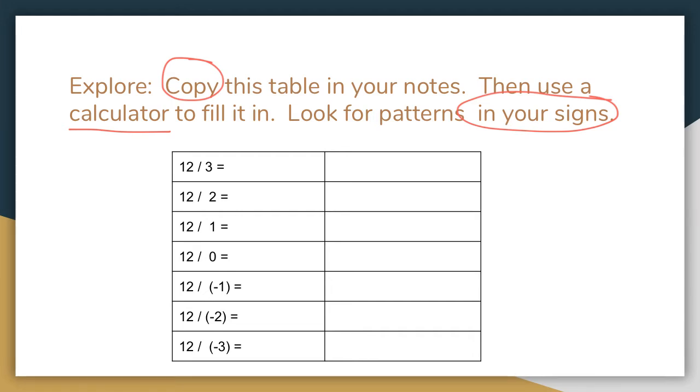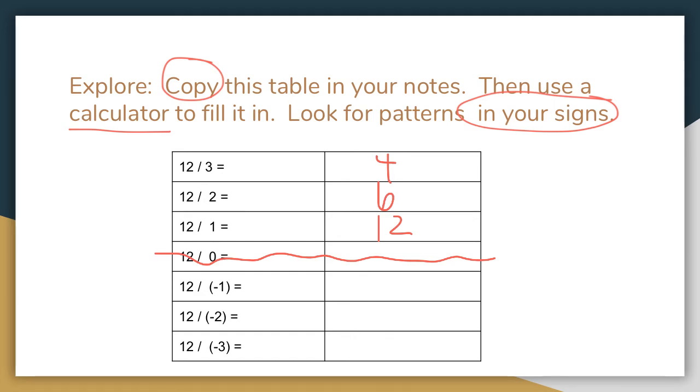Okay, so let's start filling in some answers. 12 divided by 3 is 4. 12 divided by 2 is 6. 12 divided by 1 is 12. And then I tried to trick you because you cannot divide by 0, so there is nothing there. You should have gotten a divide by 0 error on your calculator.